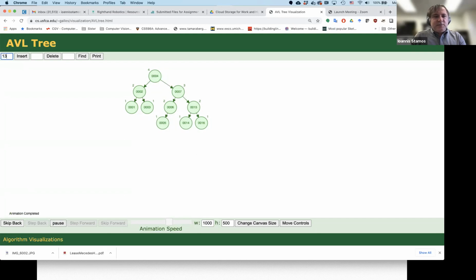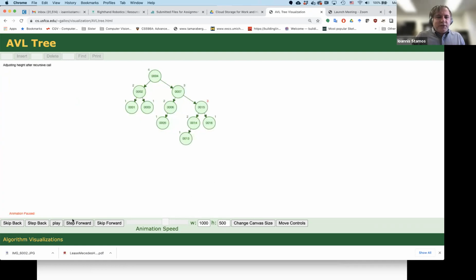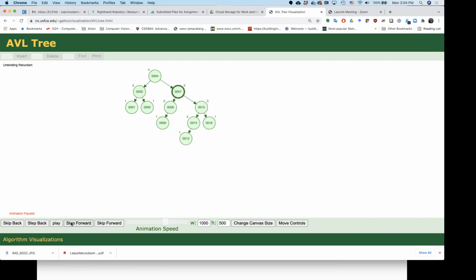Okay, let's insert 13. I think you get the point of how this is done. Do you have a violation there? No. Do you have a violation here? No. How about here? Yes, we have a violation. We said it's 13. And again, we said to the right of 7.